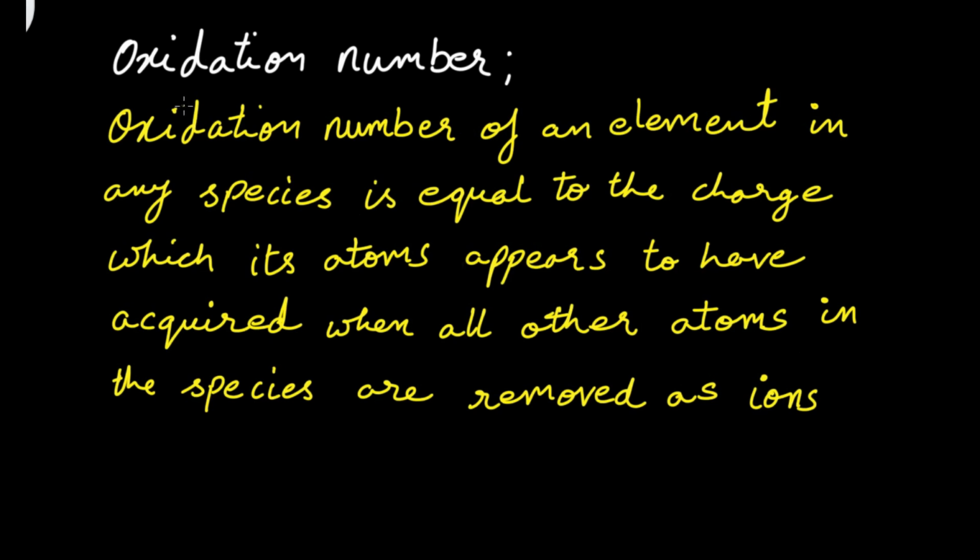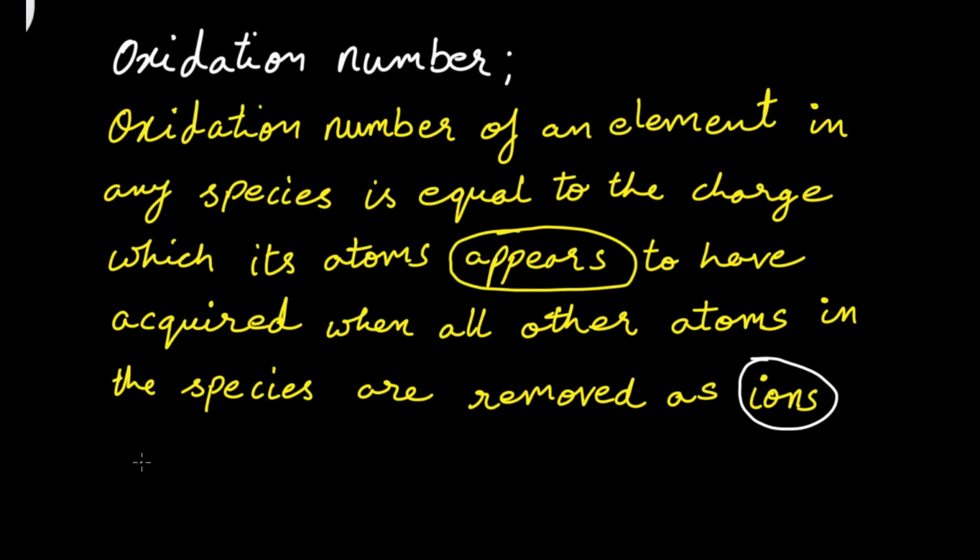The definition of oxidation number is: the oxidation number of an element in any species is equal to the charge which its atoms appear to have acquired when all other atoms in the species are removed as ions. So what is the definition saying? First of all, the term that is useful for you is "appears". It means oxidation number is not fixed. It varies from species to species, right? And the second thing is "removed as ions".